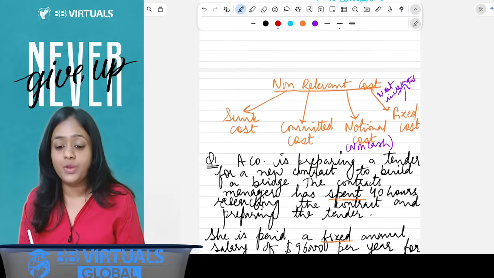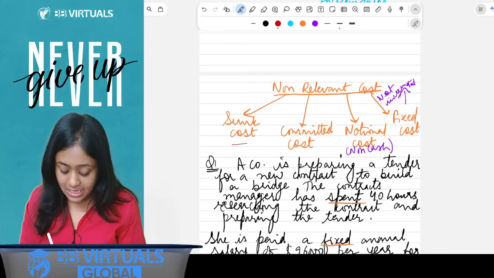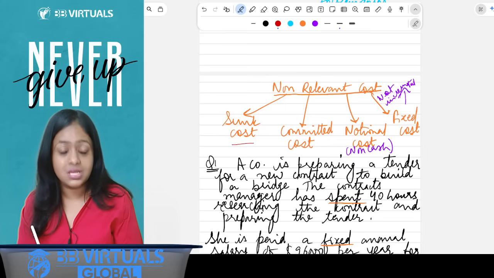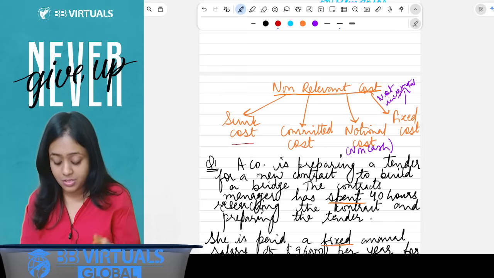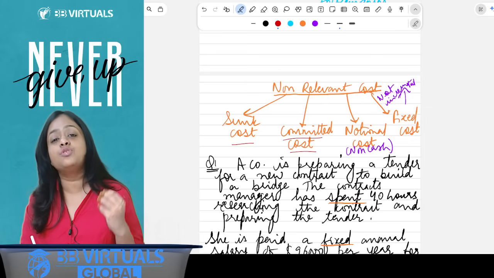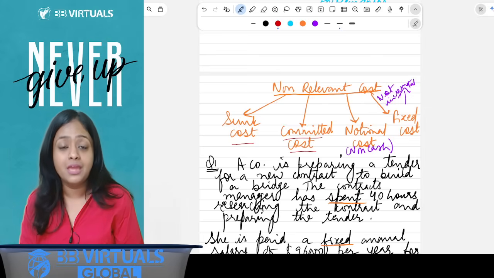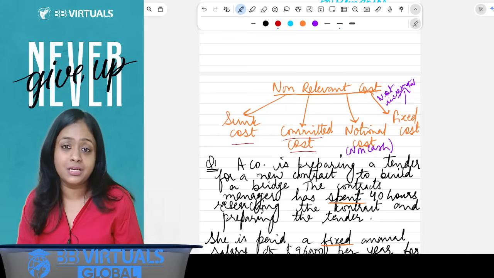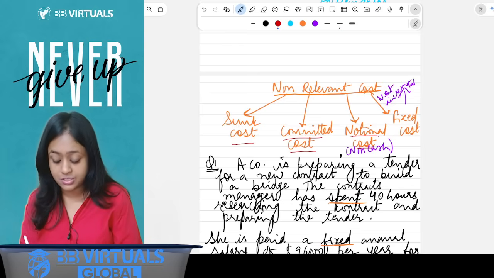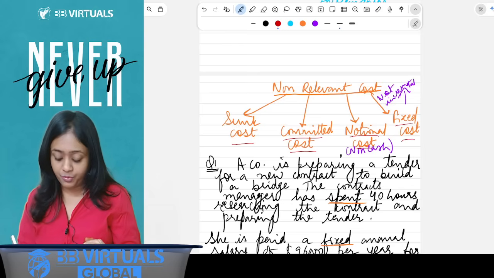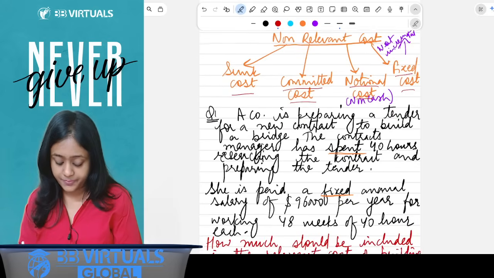Now, what are the non-relevant costs? The cost which is not relevant is like the sunk cost. Sunk cost means the past cost, the cost that you have already spent in the past. Committed cost is the cost for which you have already committed, like a long-term materials contract to supply. That long-term contract is a committed cost. Notional cost is like depreciation, which is a non-cash cost. And the fixed cost we already know. Since it is not incremental, it is not a relevant cost.